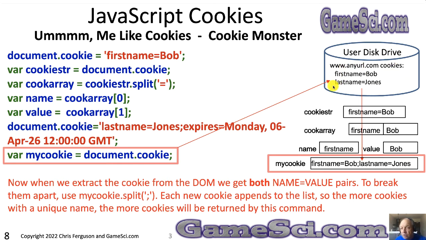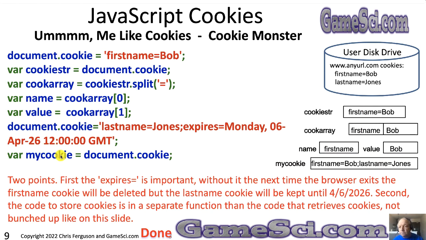I now have 2 cookies stored on my hard drive, so when I say retrieve the cookies, I get a much larger string. I get first name equals Bob, semicolon, last name equals Jones. I get both cookies. Now at this point, I could use split to divide this up and grab the different pieces out of it. I'll leave that as an exercise for you, the student. That's the heart of using cookies in JavaScript. I store them and I retrieve them. Once I retrieve them, it's up to me what I do with them.